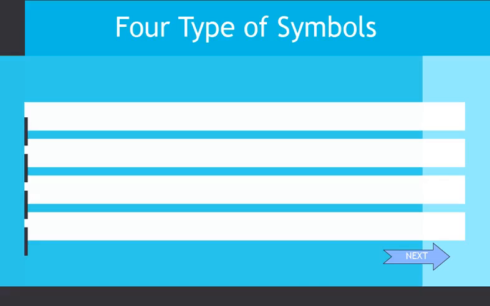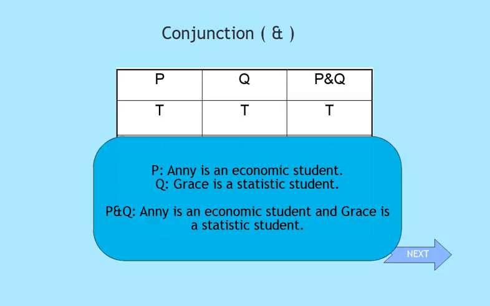There are four main types of symbols: conjunction, which is and; disjunction, which is or; negation, which is not; conditional, which is an arrow. First of all, we're going to talk about conjunctions. We usually assume that P is a statement, Q is another statement. P and Q is true only if P is true and Q is true.